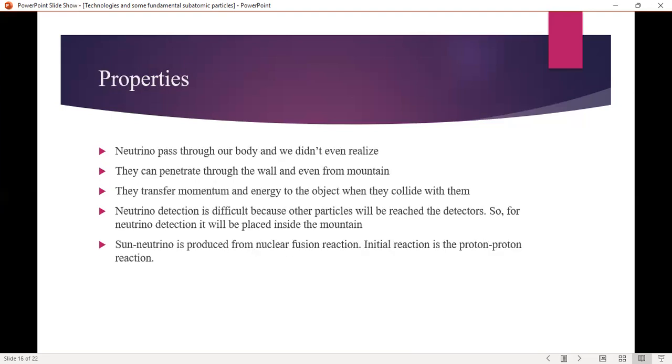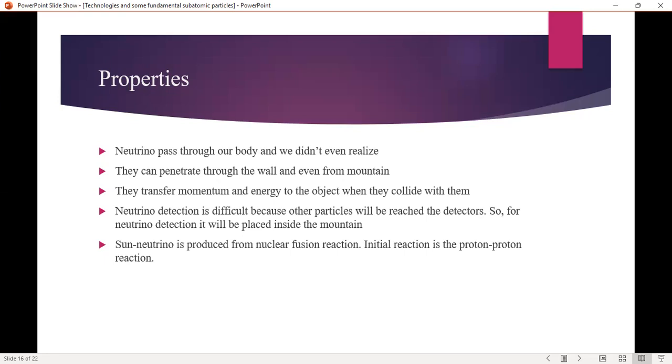Neutrino particle properties. Neutrino particles pass through our body and we don't even realize. As I already told you, they have no charge. They are neutral in nature. They have high penetrating power. They can penetrate through walls, and even through mountains. They can transfer momentum and energy to an object when they collide with it.